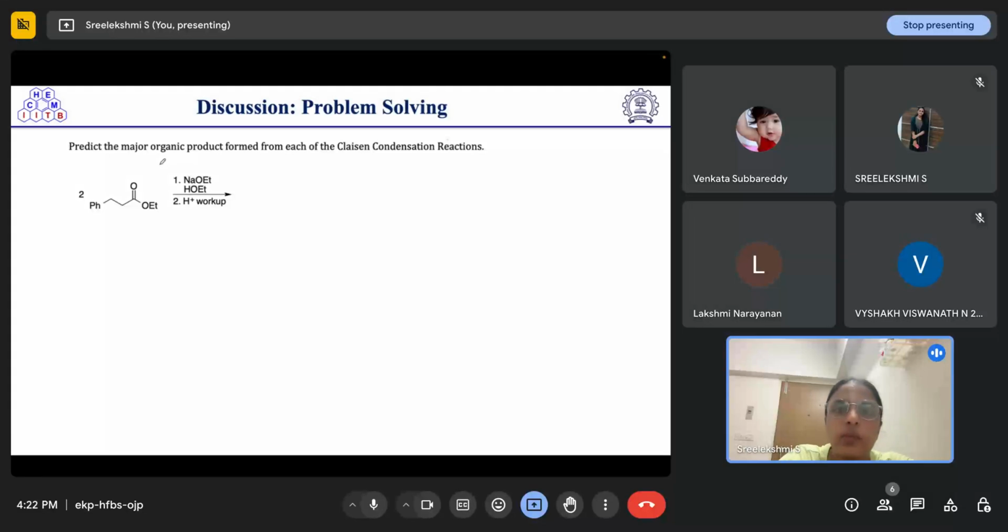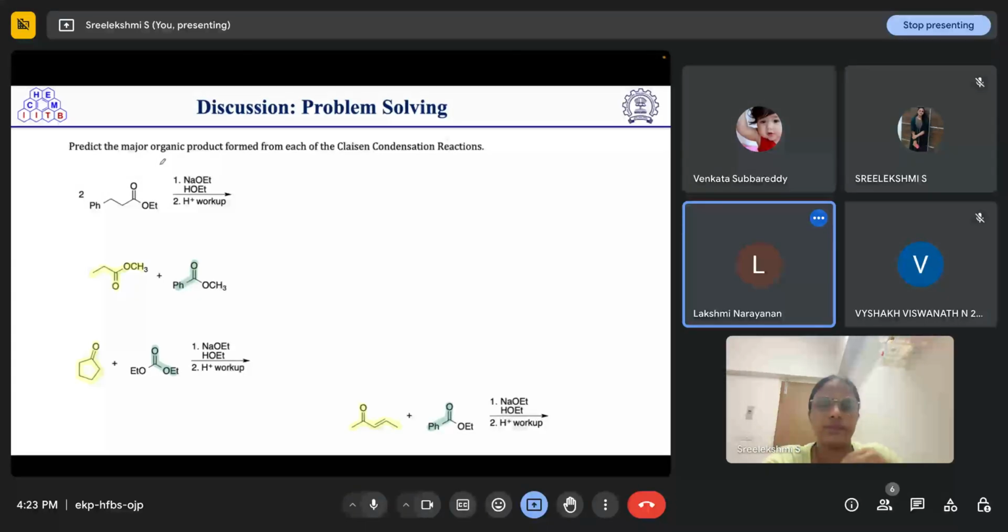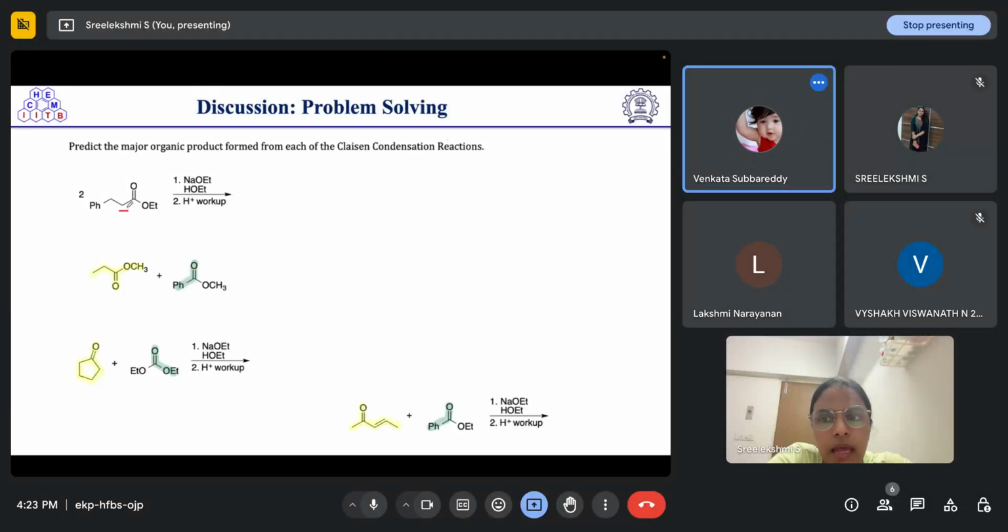Predict the major organic compound formed from each of these Claisen condensation reactions. Four questions are there. You can try. So here, from where proton abstraction will take place? Keto to the CH2, yes, this one. And then this anion will attack the second molecule.